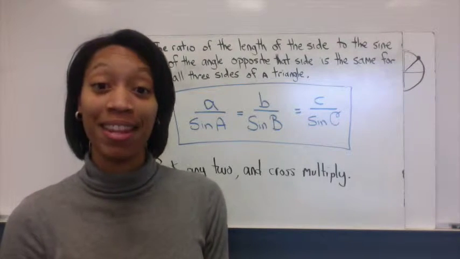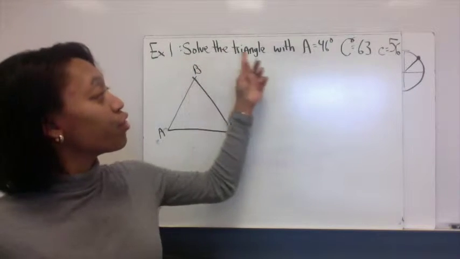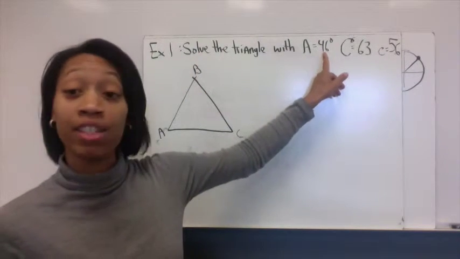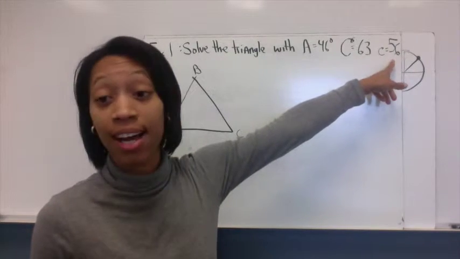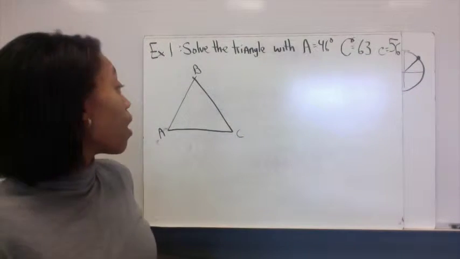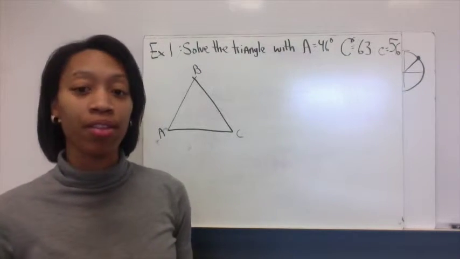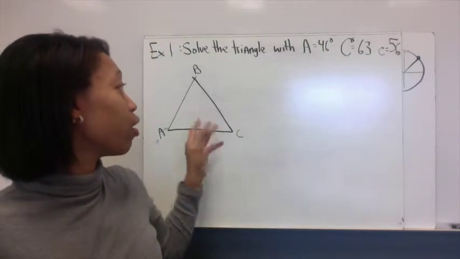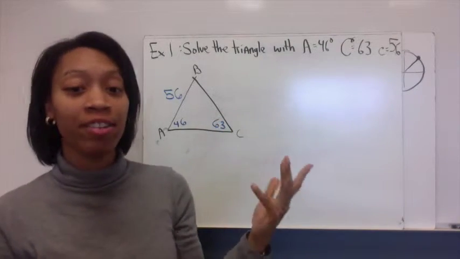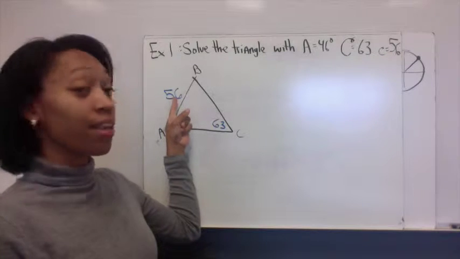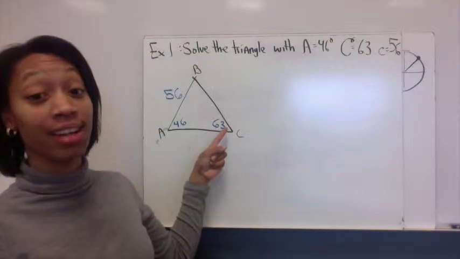Let's practice doing that. Let's see for this example if we can solve the triangle where angle A is 46 degrees, angle C is 63 degrees, and the side c is 56. Here I've drawn a generic triangle to start us off. Let's label the information we know in the triangle. Make sure that you get the right side being 56. The 56, that's the side c, needs to go right across from the angle C.